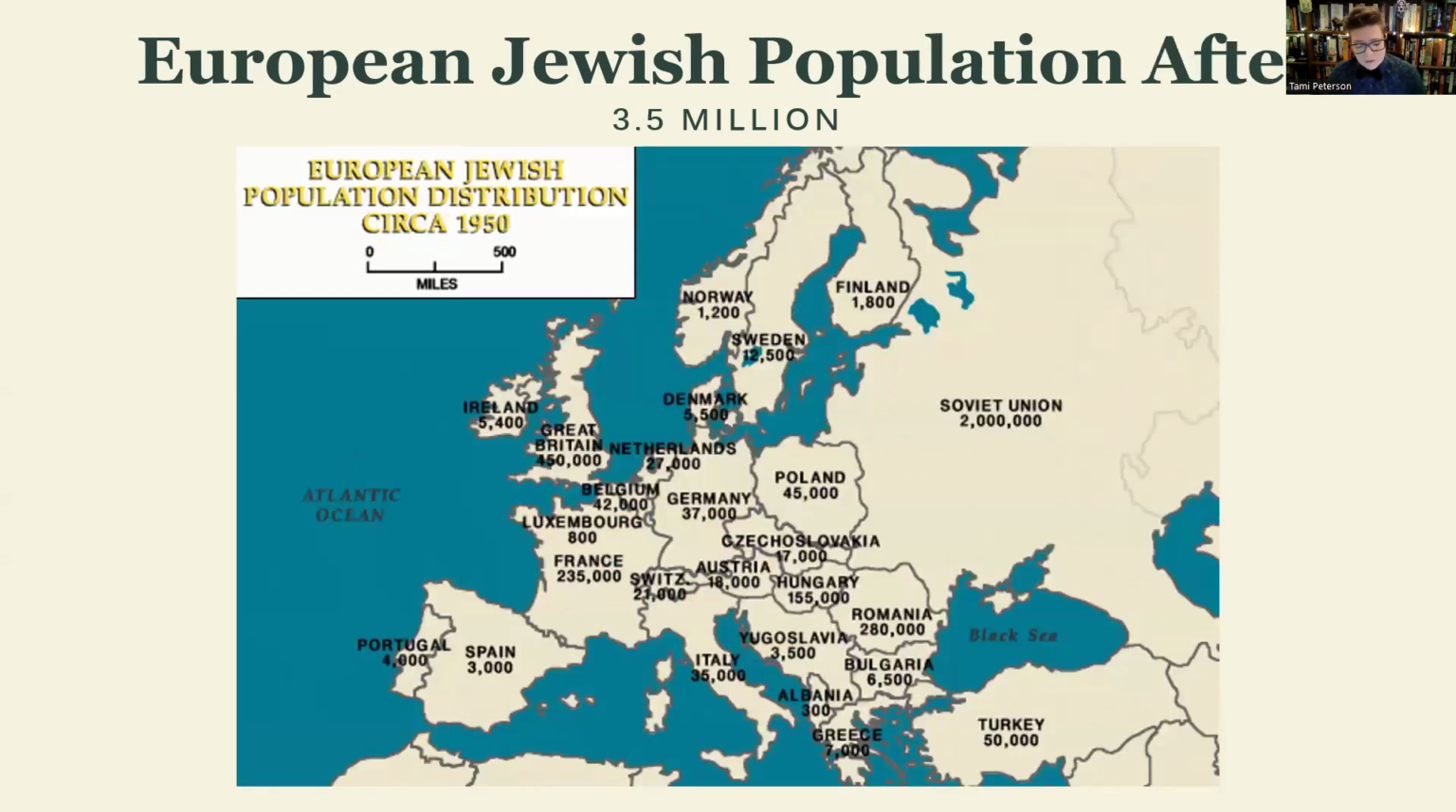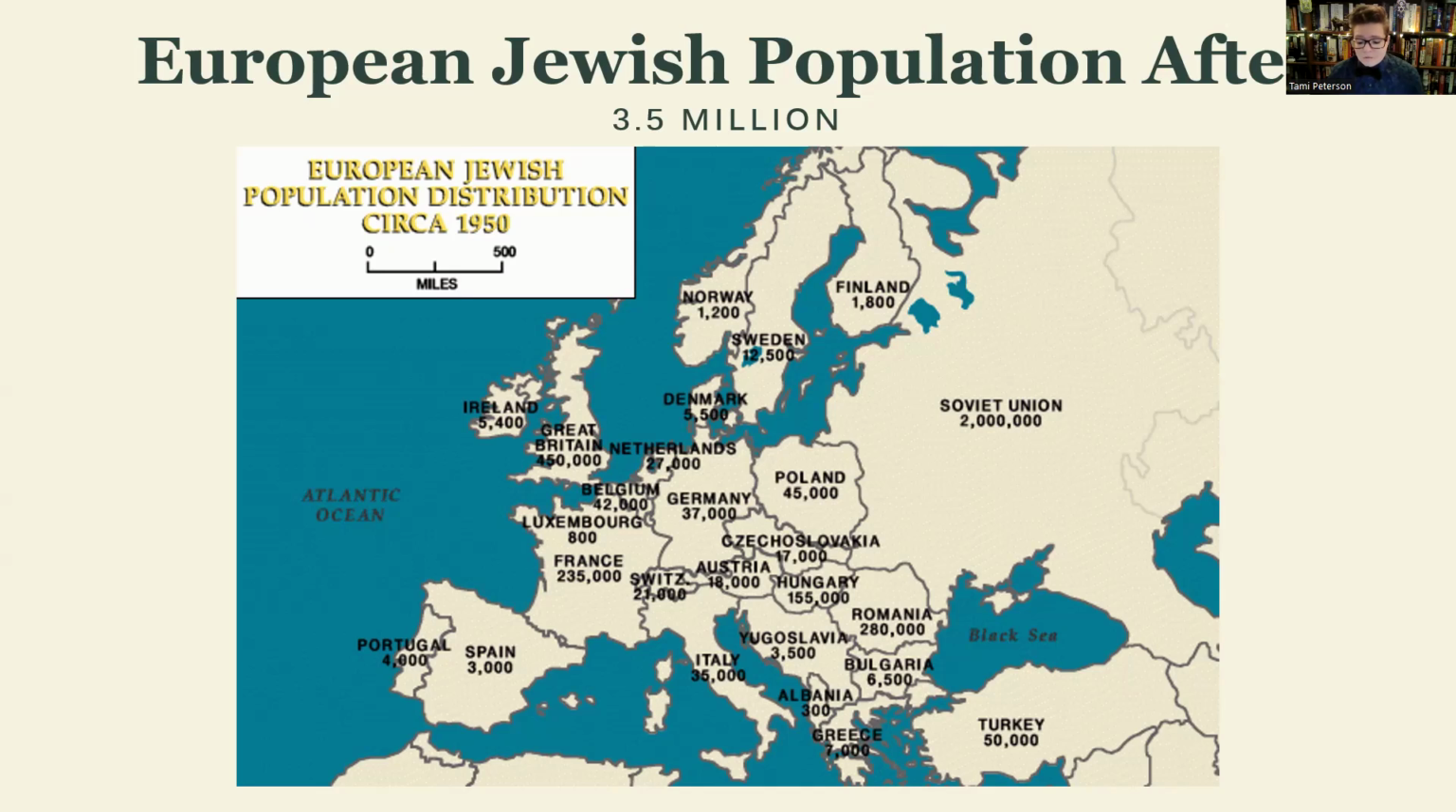This second map shows the distribution and numbers of European Jewry in approximately 1950. The total was 3.5 million, which equaled about 35% of the world's Jewish population. Today, the number of Jews living in Europe equals 1.4 million, which is only about 10% of world Jewry, and the number continues to decline.